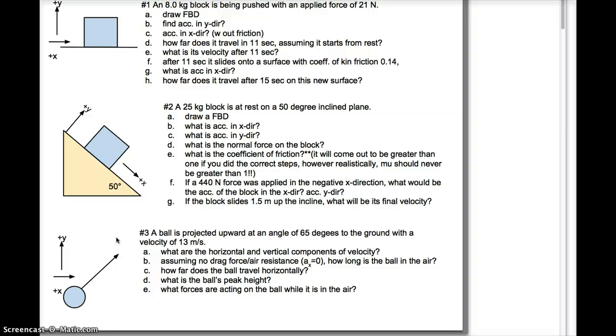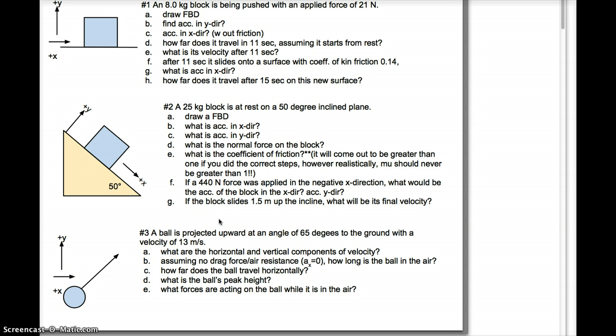So in number 3, a ball is projected upward at an angle of 65 degrees to the ground with a velocity of 13 meters per second. So what we're given is the magnitude and direction of the initial velocity. And this is a two-dimensional problem, so we have to break down that velocity using what's been given into x and y components. And we've already got an x and y coordinate system set up.